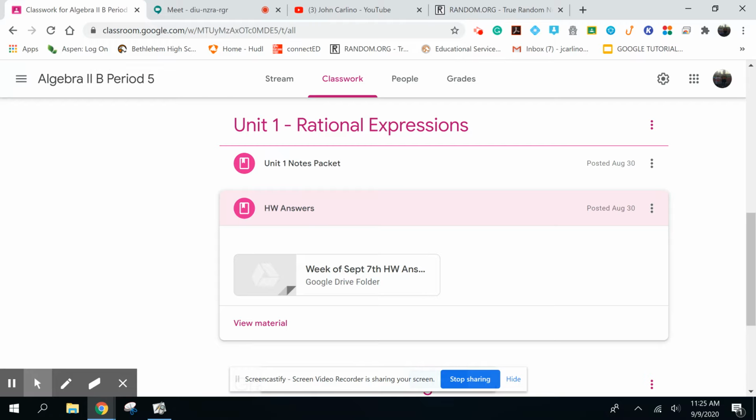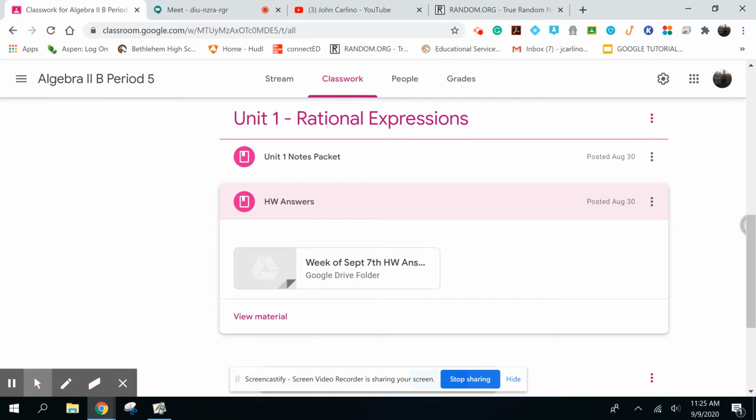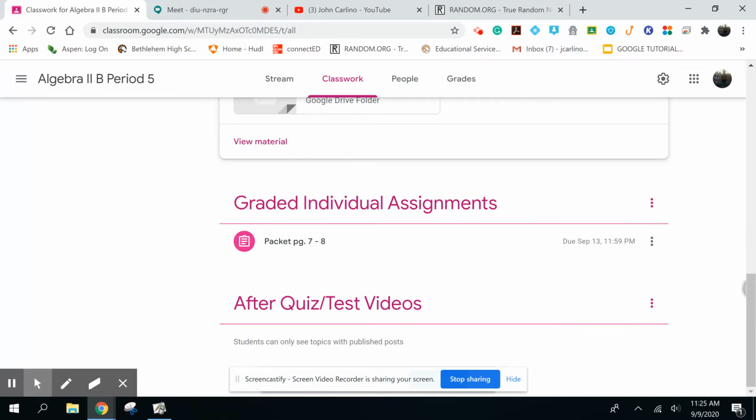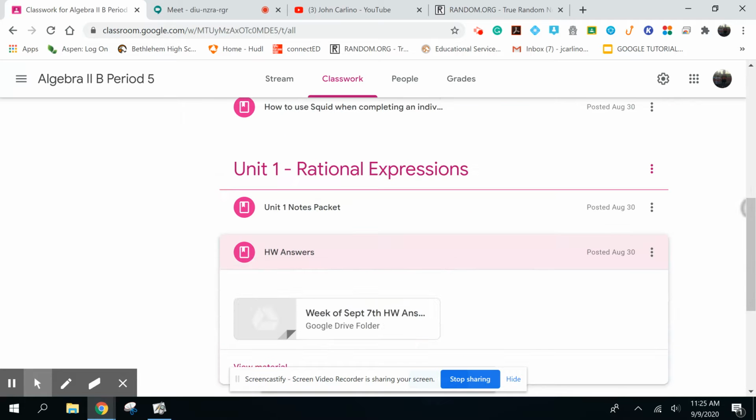So that's all there. And then once we do get to Unit 2, that'll be up there eventually. But that's all you need for Unit 1. And then what else do I have? Graded individual assignments I'll get to, and after quiz test videos I'll get to.